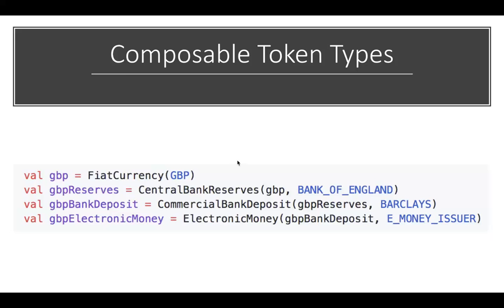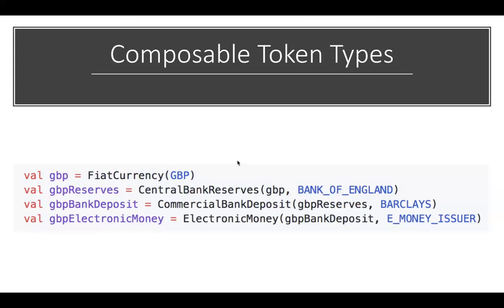So really what we're doing here is telling the token owner whose liability this token is. Initially it's the e-money issuer's liability, then it becomes Barclays' liability, and then the Bank of England's liability. It's the ultimate liability of the Bank of England. So I guess it's quite cool to think about this in my view.